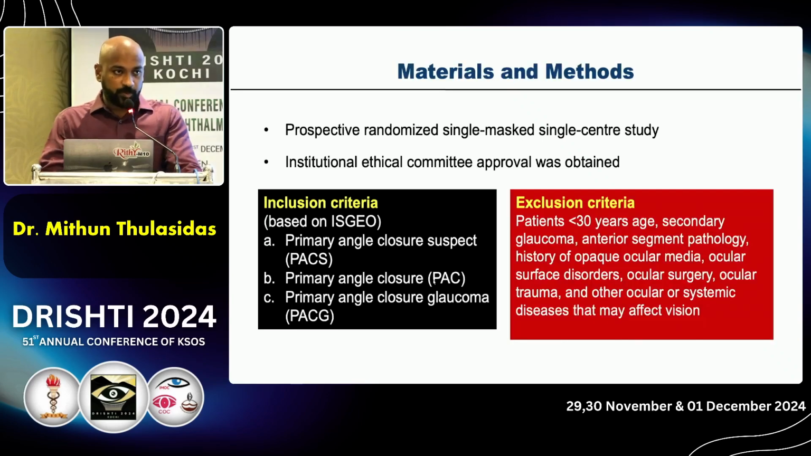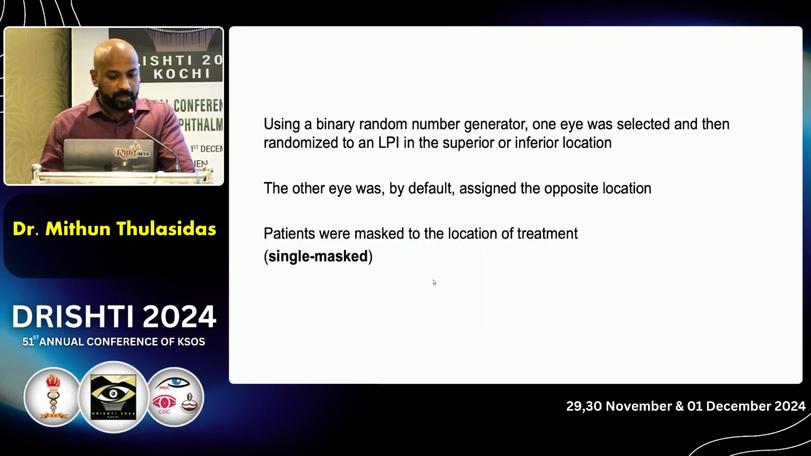This was a prospective randomized single-masked single-center study. The inclusion criteria were based on the International Society of Geographical and Epidemiological Ophthalmology. Those who were PAC and PACG were included. Among those who were diagnosed as PACS, only those who had a family history of glaucoma or a contralateral eye with angle closure glaucoma or an ITC, that is iridotrabecular contact of 360 degrees, were included. These were the exclusion criteria.